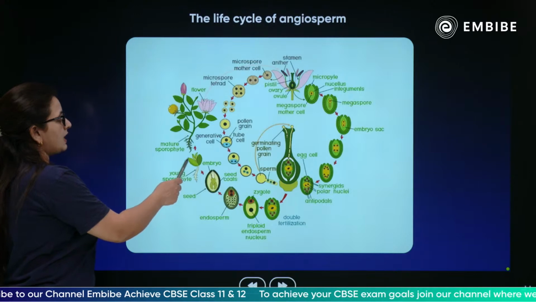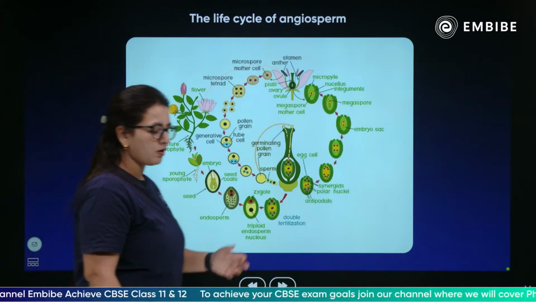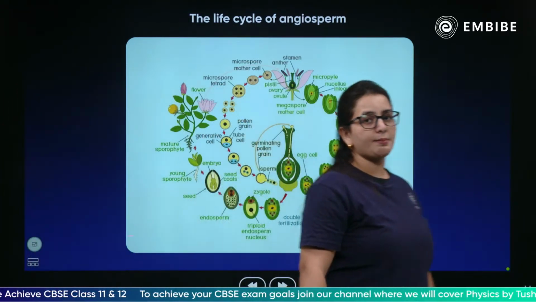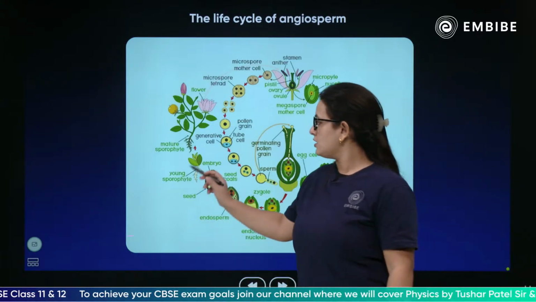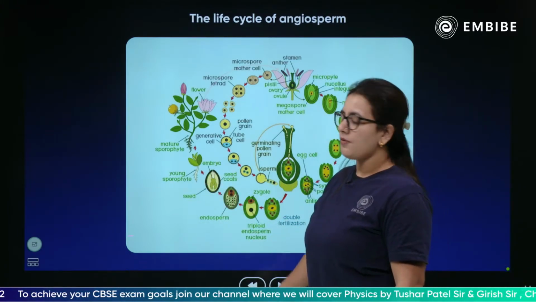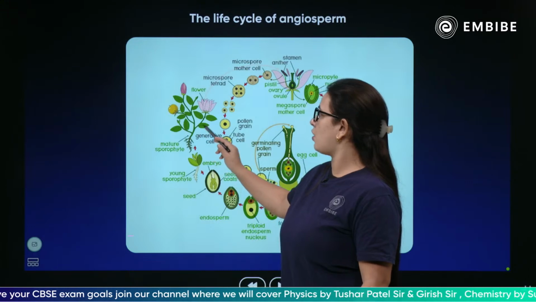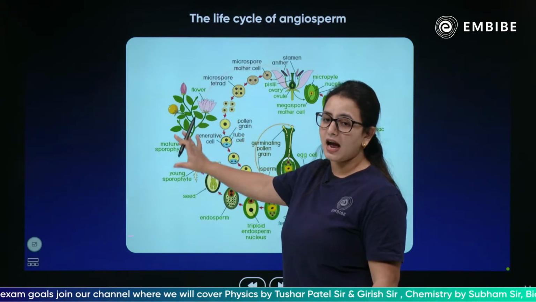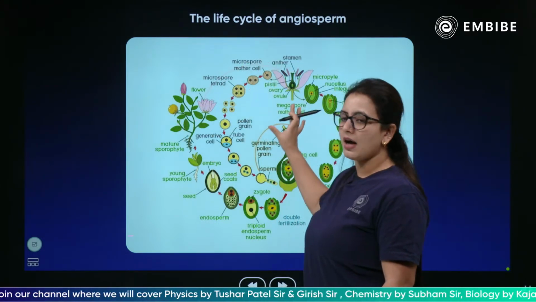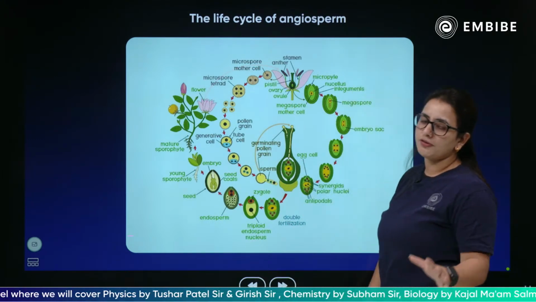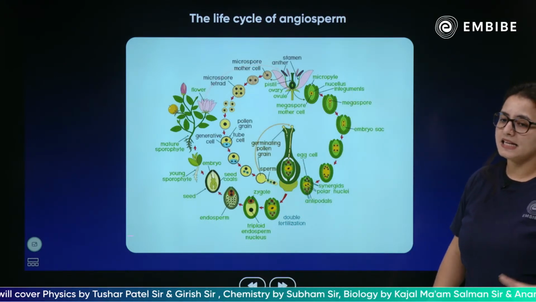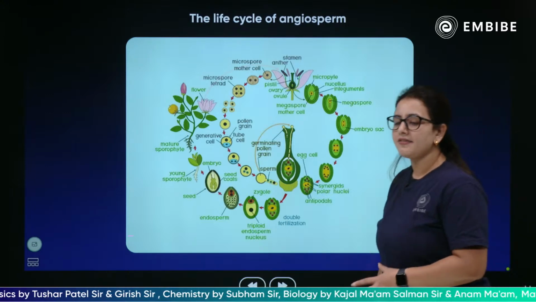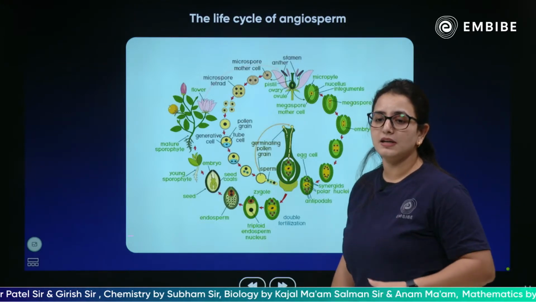It forms a young sporophyte. Do you know what a sporophyte is? A sporophyte is root, stem and leaves. The mature sporophyte develops flowers, which again develop a megasporophyll and microsporophyll, or the pistil and the stamen. So this is how the life cycle of angiosperms takes place.